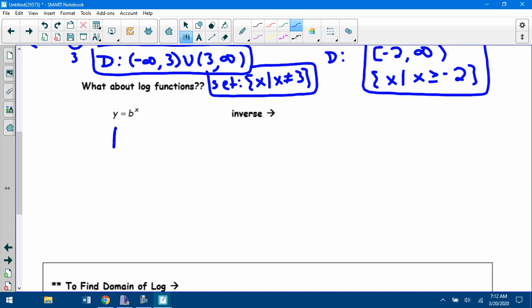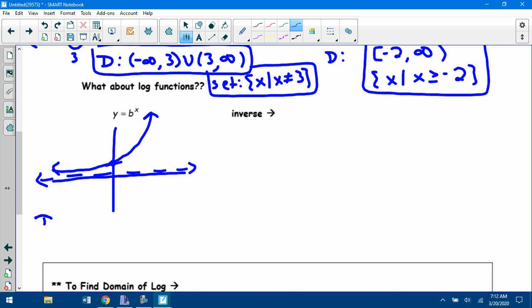We did a lot with y equals b to the x in the last unit. What was the y-intercept always for an exponential? 0, 1. And what was the asymptote always? y equals 0. And assuming the base was bigger than 1, it would look something like that.